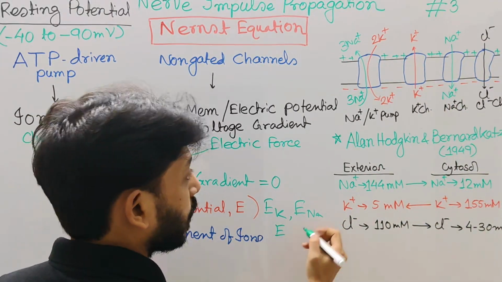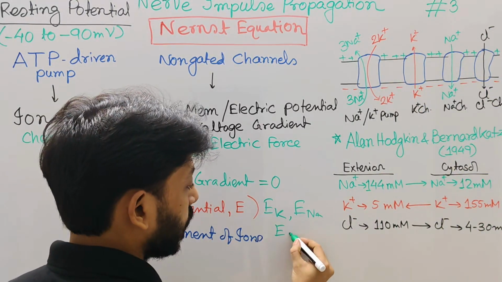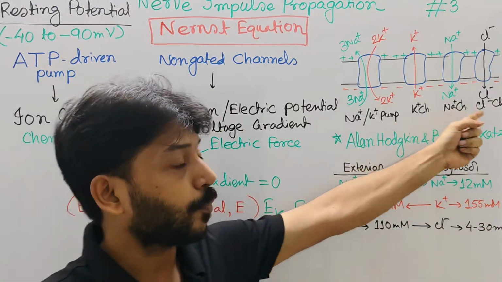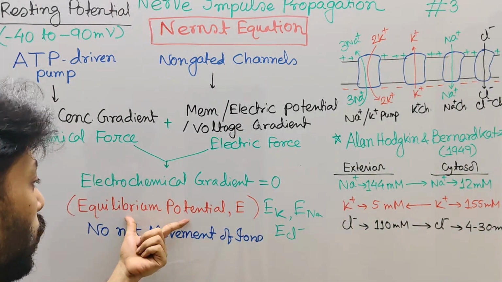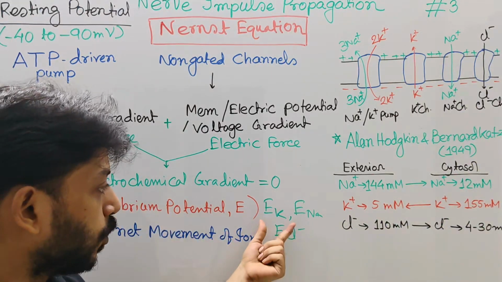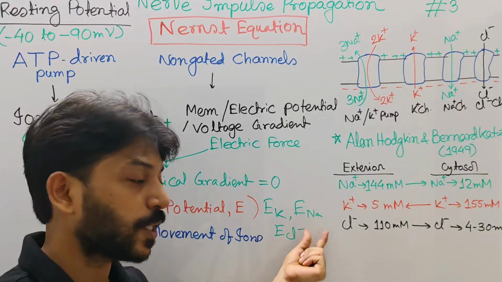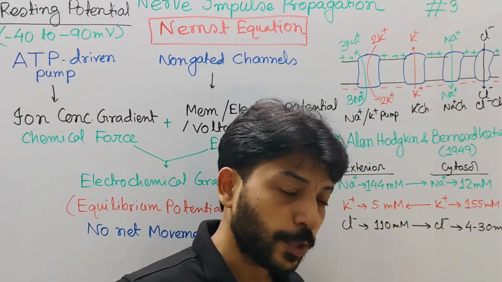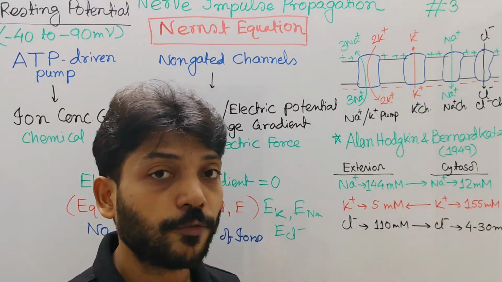And if the chlorine channel is responsible for generation of resting potential, then we will call it ECl. Because if any channel is open for a fraction of a millisecond, this equilibrium potential will be generated: particularly for potassium if it is a potassium channel, for sodium if it is a sodium channel, or for chlorine if it is a chlorine channel. This phenomenon was discovered by Alan Hodgkin and Bernard Katz in 1949.